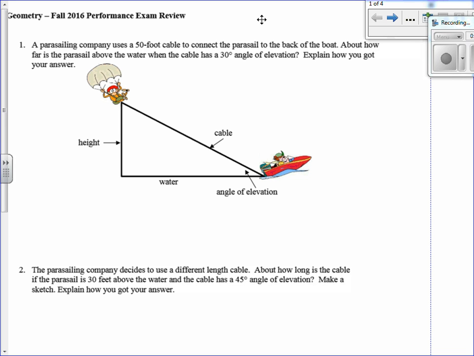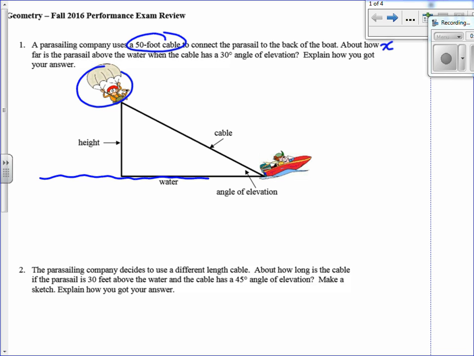All right, so let's take a look at this. If you read the question, it says the parasailing company uses a 50-foot cable to connect the parasail to the back of the boat, okay? And then it says about how far. Anytime you see how much, how far, what is, anything that's asking a question, that's going to be your X. How far is the parasail above the water?